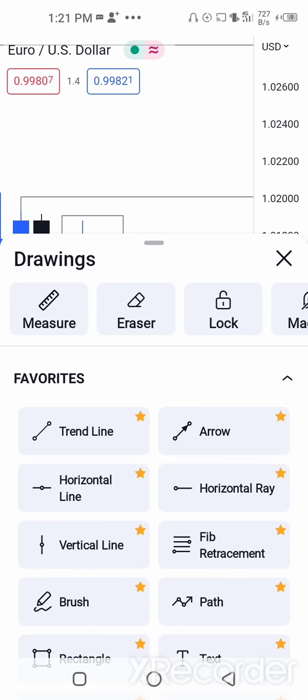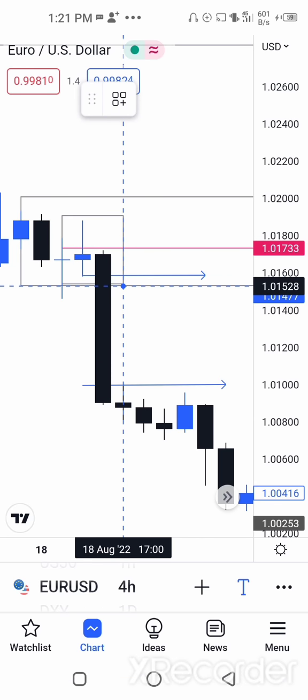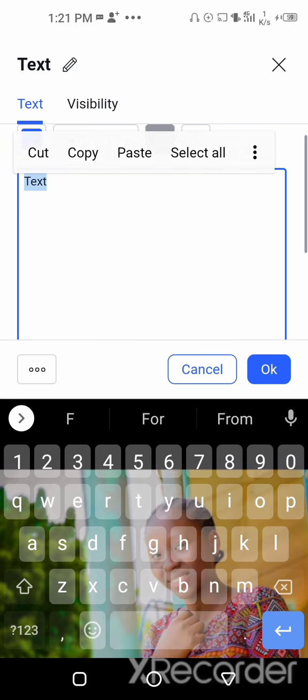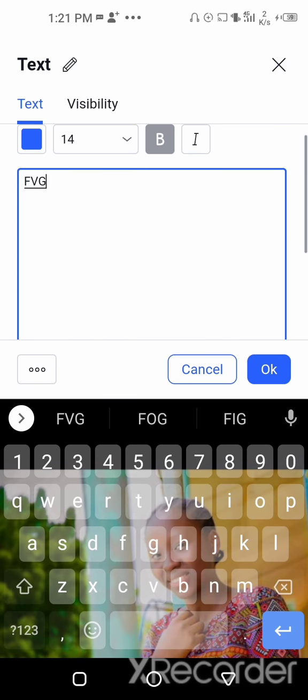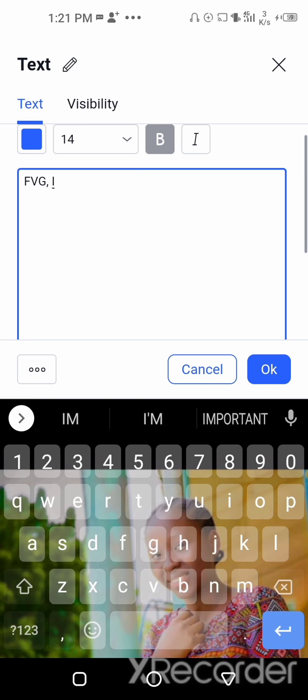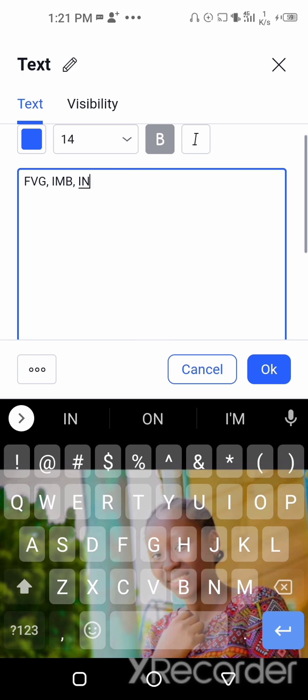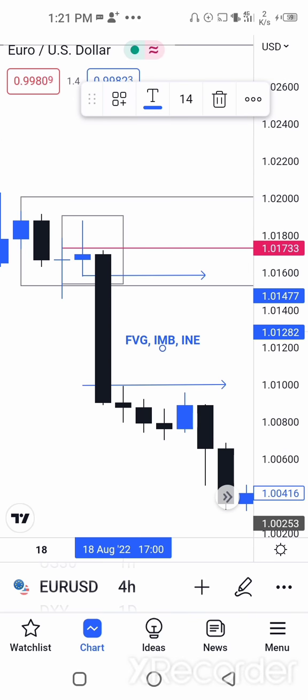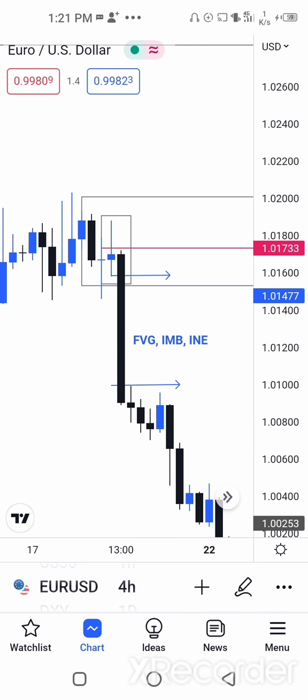Let's call it FVG, comma, imbalance, comma, or we call it inefficiency. So you can call it any of those names. That is your imbalance. Either call it your fair value gap or your inefficiency.